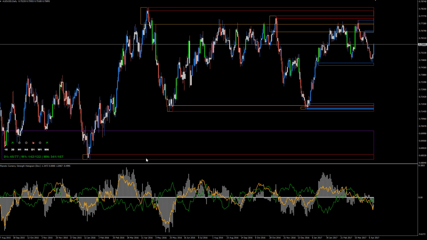And so you can see here we have another example where price moved up into some area of supply to the left, and we had a high and we had a lower high here. And so what you want to do is you want to position yourself short at an area of supply. The strength information in the currency strength histogram is showing you that you want to be selling. The supply and demand is showing you where you want to be selling.